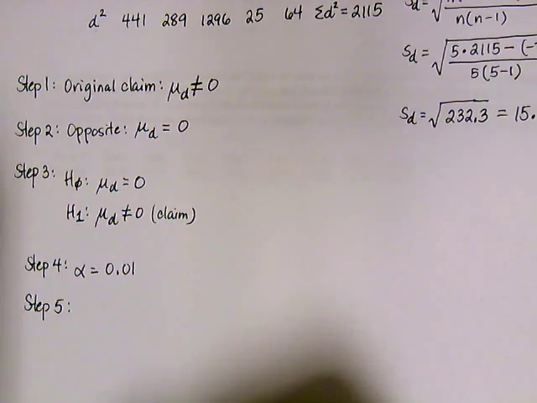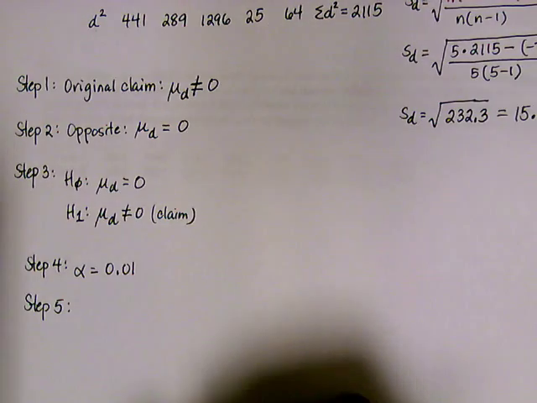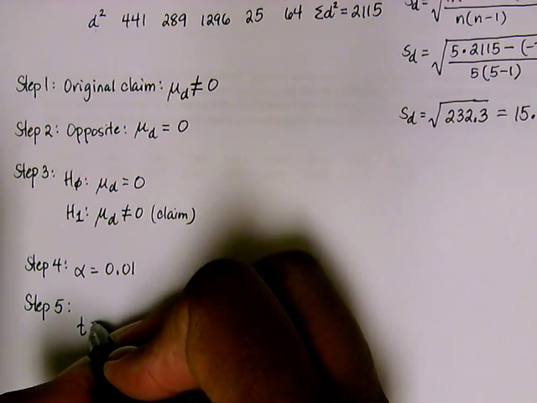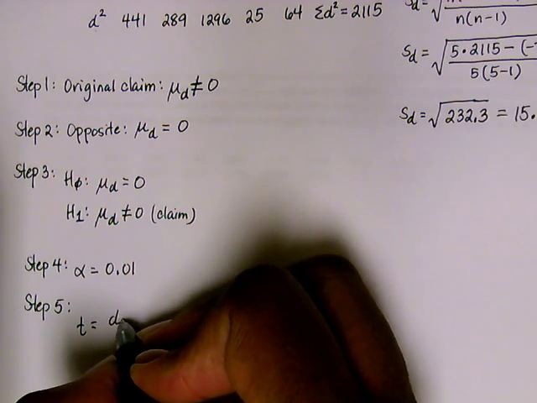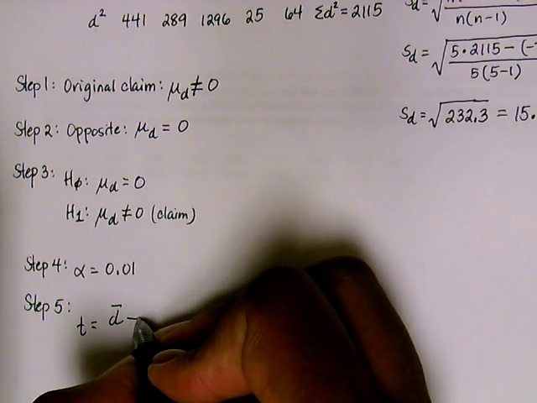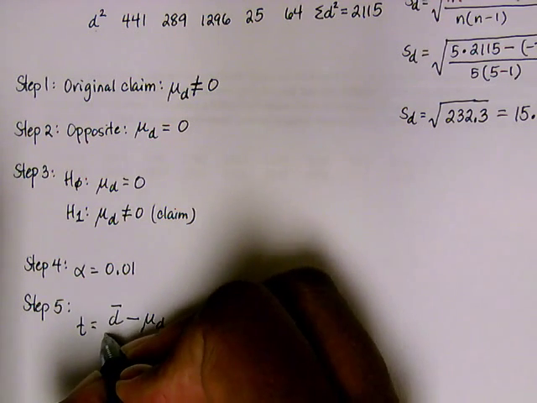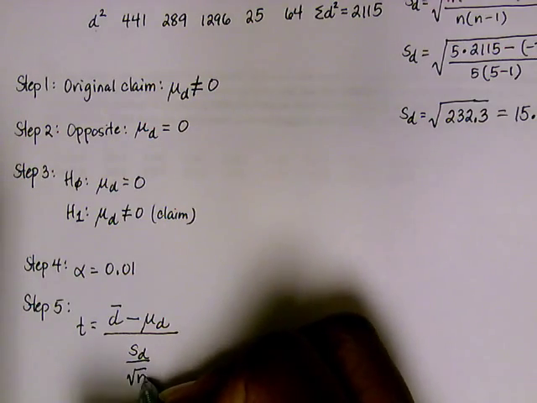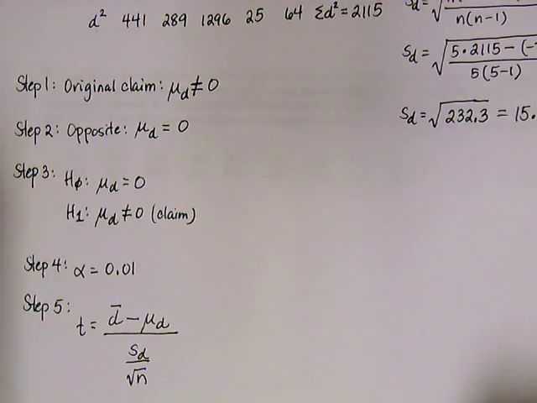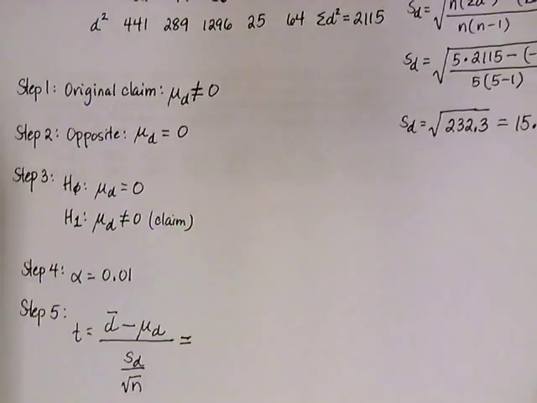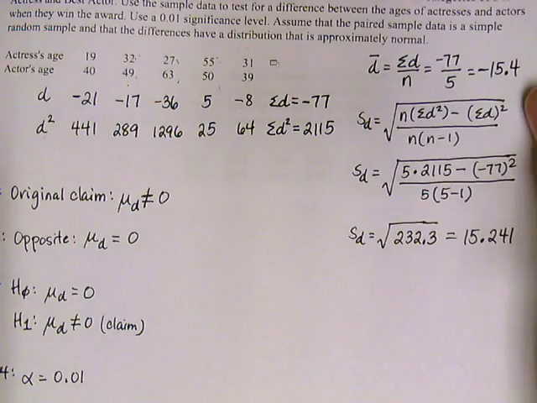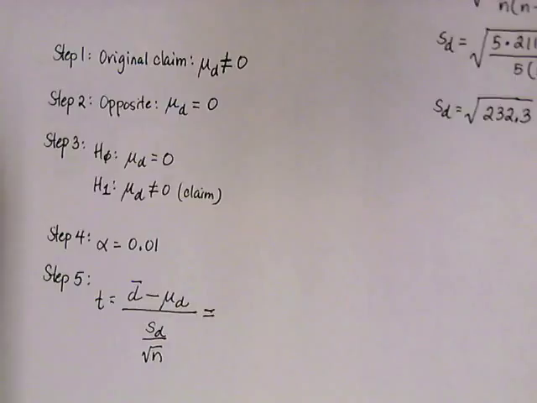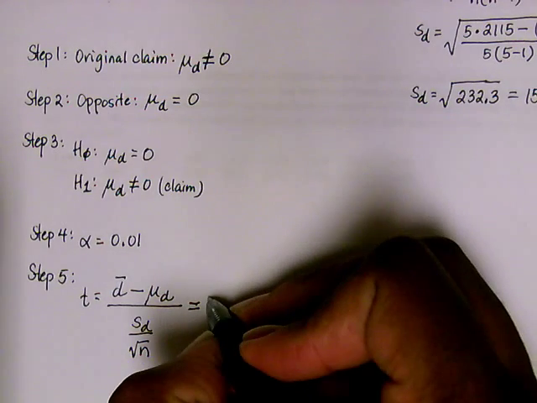Now step number 5, we're going to go ahead and calculate the test statistic. So here, this is where we use that t formula for your test statistic, which is d bar minus mu sub d, all that over s sub d over the square root of n. Now we're going to substitute values into this formula here. The d bar was negative 15.4. That's what we calculated from the start, negative 15.4.